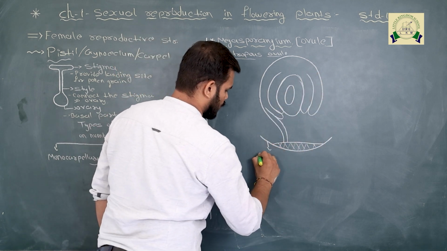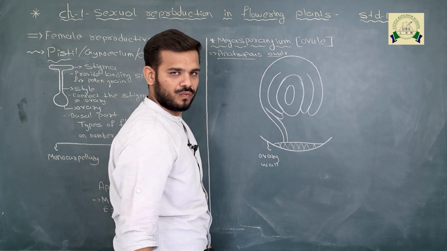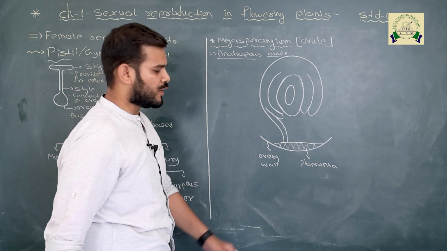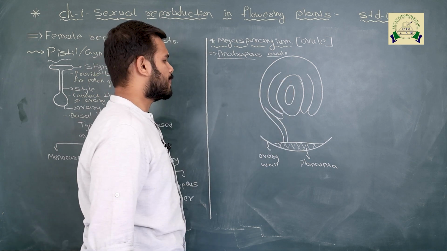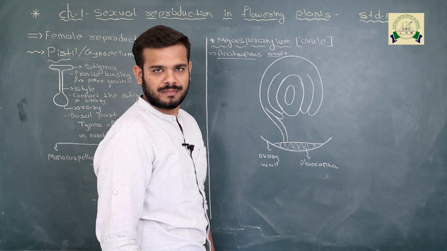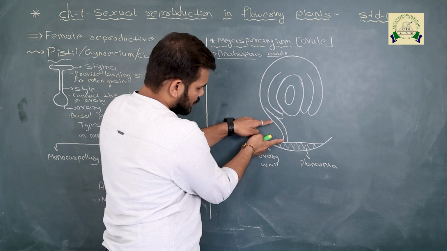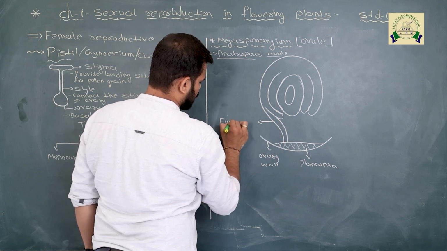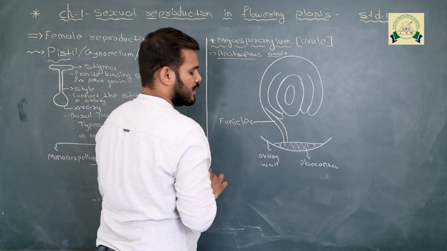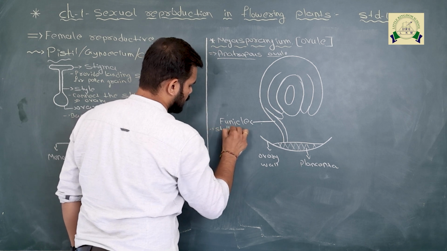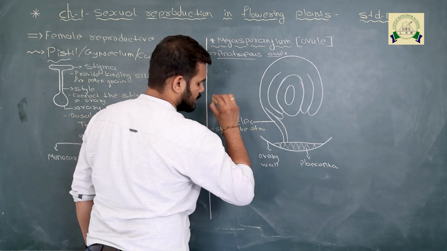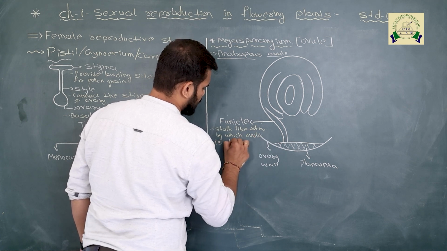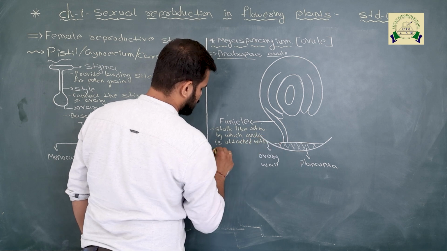So this one is the ovary wall, and this is the placental tissue, which provides nutrition to this megasporangium. Now, the megasporangium has a stalk-like structure by which it attaches to the placenta. This stalk-like structure is known as the funicle. What is the funicle? A stalk-like structure by which the ovule is attached with the placenta.